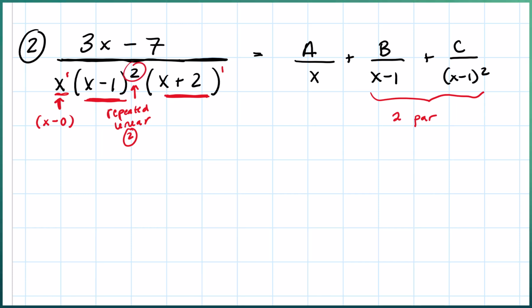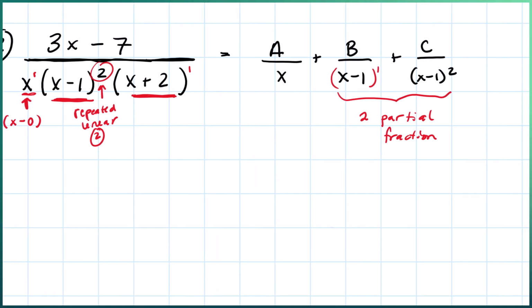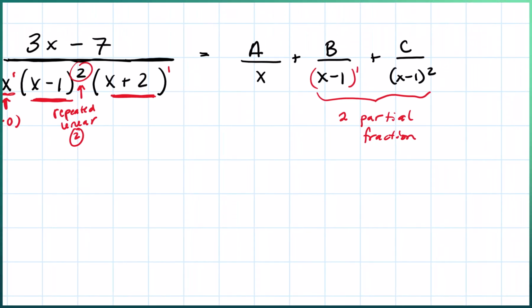When we have repeated factors, they will create 2 partial fractions in this case, or whatever the r is. In this case, we had 2. So they will create 2 partial fractions. They will be of the form, we will start with just a single linear factor, not repeated, x minus 1 to the first, and then we'll have another, C over x minus 1 to the second.